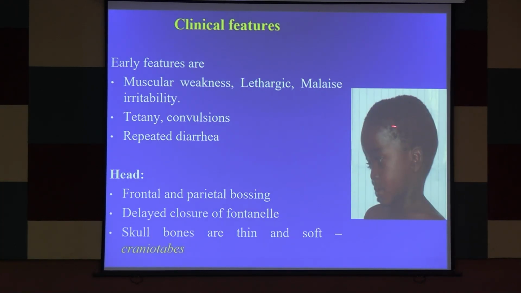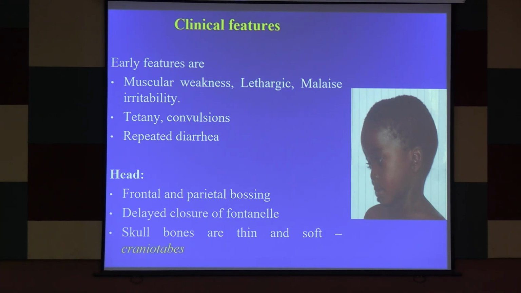Bossing is the prominent frontal bone. The same thing, the bones are soft, so it gets prominent. There is a delayed closure of fontanelles, again because of the defective mineralization. And when the skull bones are thin and soft, it is called craniotabes.